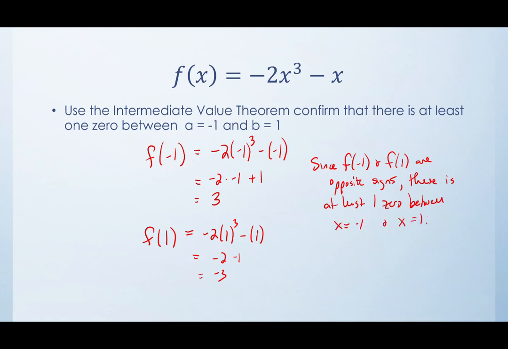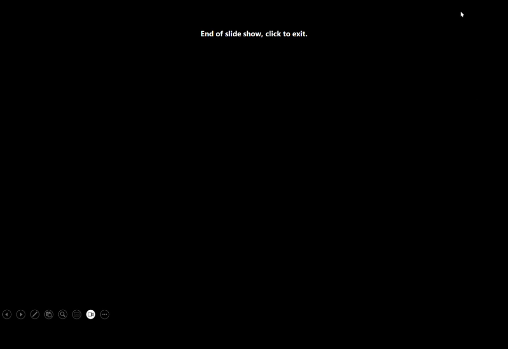So if you had this on the test, that's what you need to say. You need to show that the function has opposite signs, and then just say, well, hey, since they're opposite signs, from the intermediate value theorem, I know there's at least 1 zero in between those two x values. Pretty straightforward. Don't overthink it, right? And that is the end of this chapter.